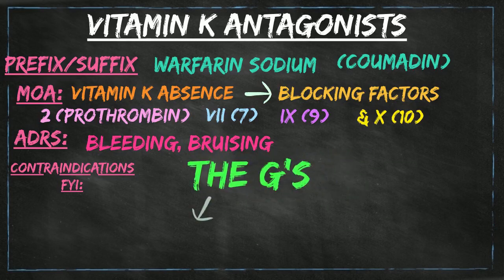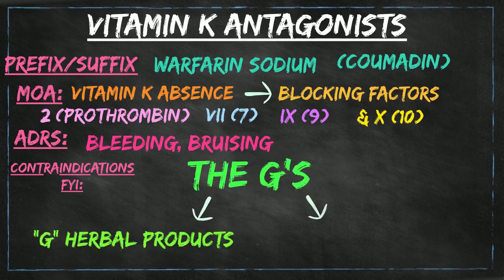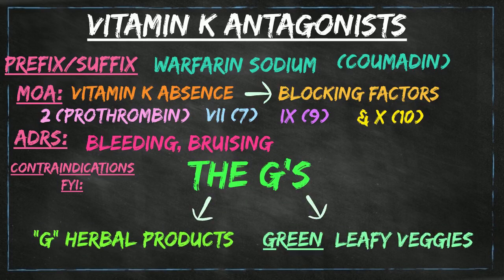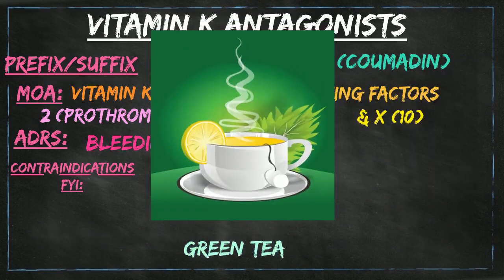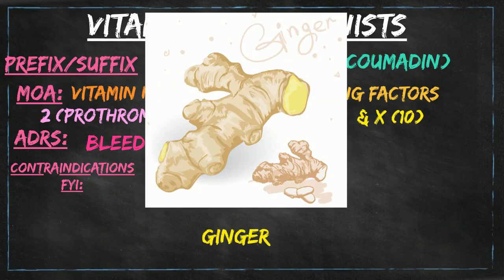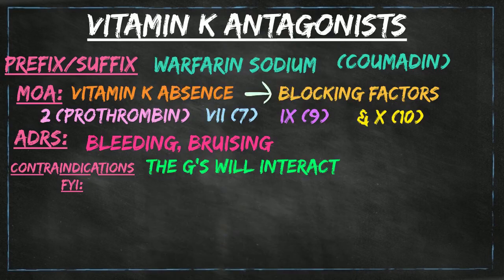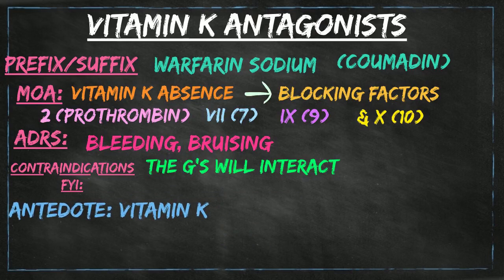Coumadin has numerous interactions with herbal products and any food or drink that contains vitamin K. Herbal products that start with the letter G tend to be the ones that affect Coumadin. If excessive bleeding occurs in a patient taking Coumadin, vitamin K is the antidote that will counteract this adverse effect.